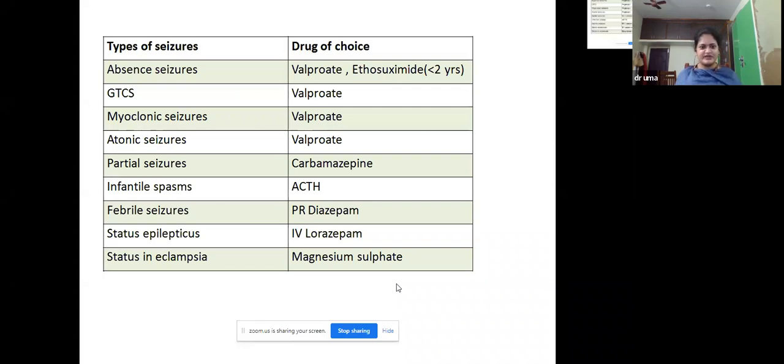And the drug of choice for each type of seizure: for absence seizure, it is valproate and ethosuximide. Ethosuximide is mainly for children less than 2 years. For GTCS, myoclonic seizures, atonic seizures, it is valproate, which is a broad spectrum anti-epileptic. For partial seizures, it is carbamazepine. For infantile spasms, it is ACTH. For febrile seizures, per-rectal diazepam. For status epilepticus, it is IV lorazepam. If it is status in eclampsia, it is magnesium sulfate.